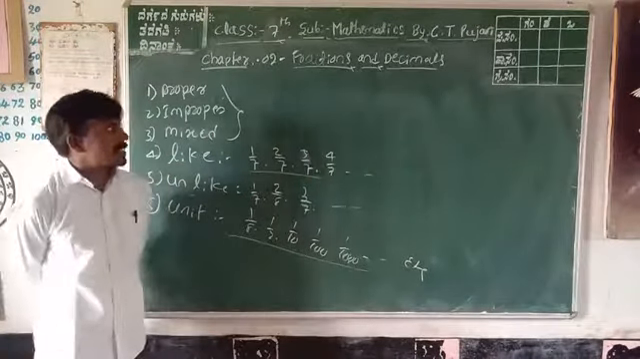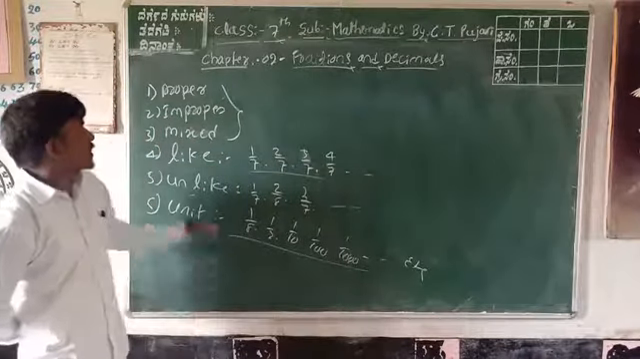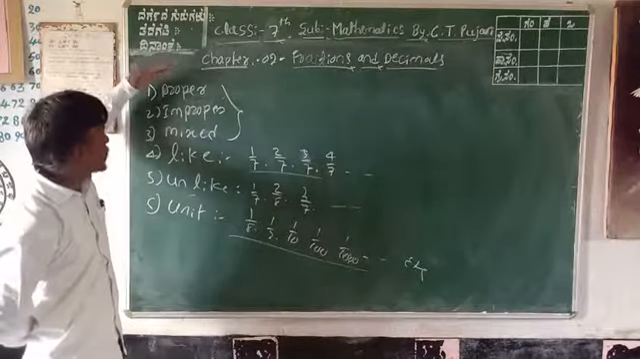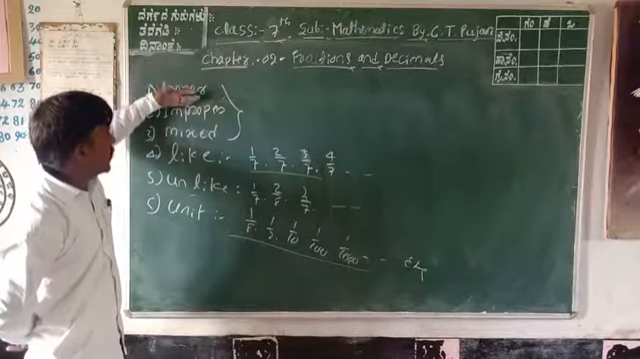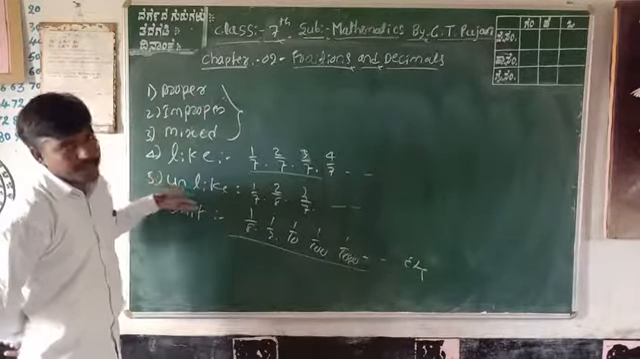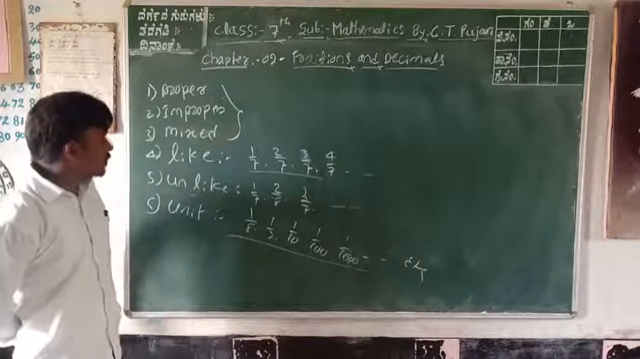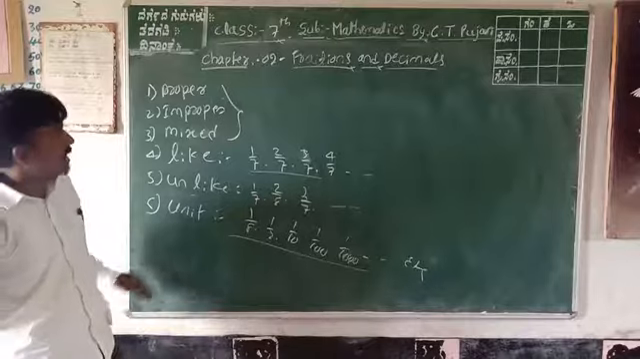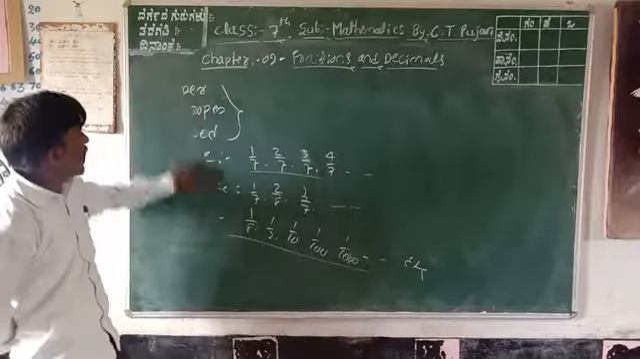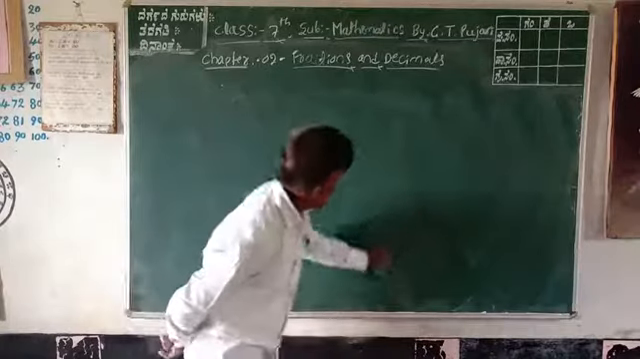Okay, dear students, in your fraction chapter, the types of fractions are most important. The most important types are proper, improper, mixed, like, unlike, unit or whole. Okay, these all are most important fractions. The next one is equivalent fractions, which you can study. The next one is equivalent fractions.